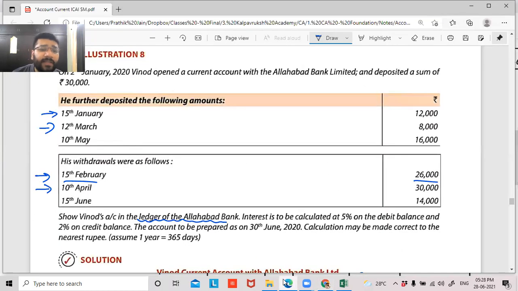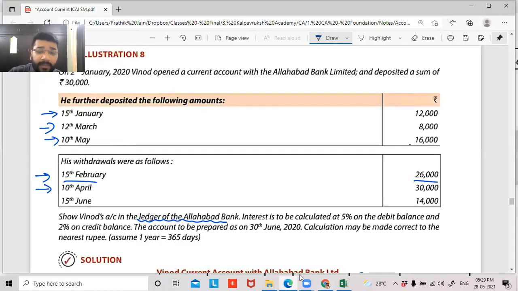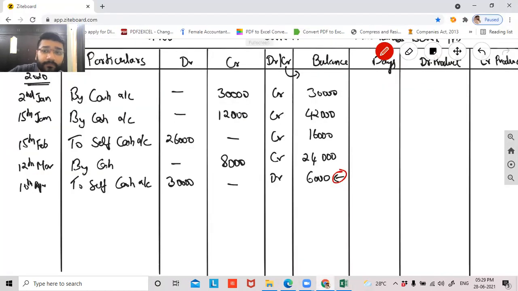Next, guys, next transaction, can I say it is happening on 10th of May? 16,000 rupees you have deposited. So 10th of May, by cash, 16,000 rupees in the credit column.